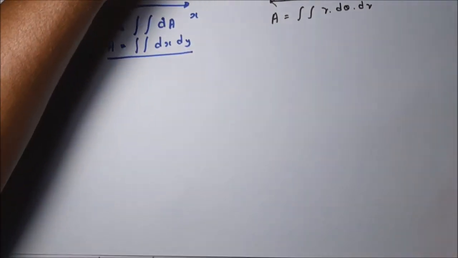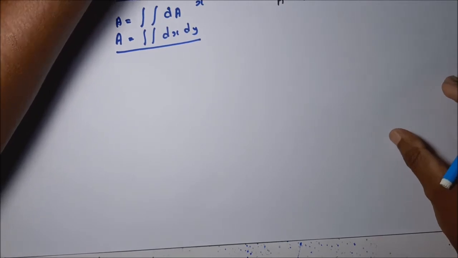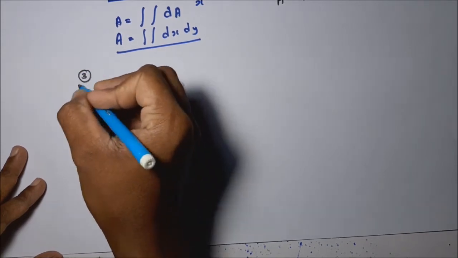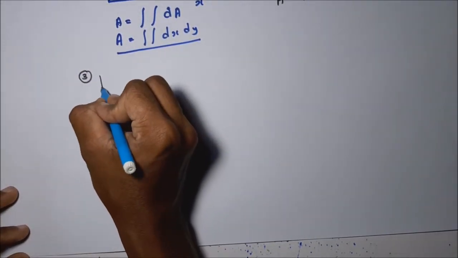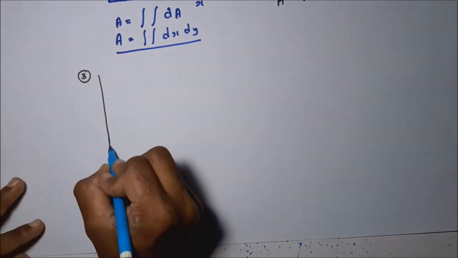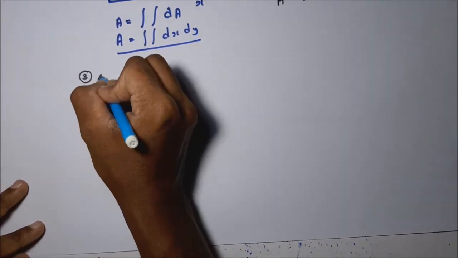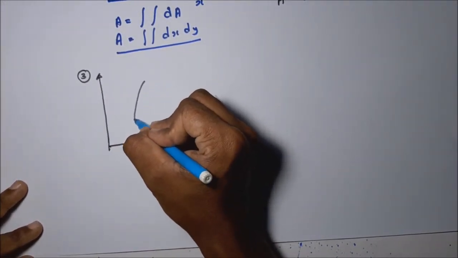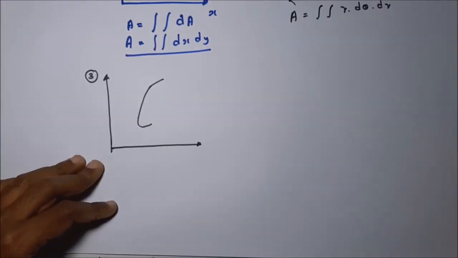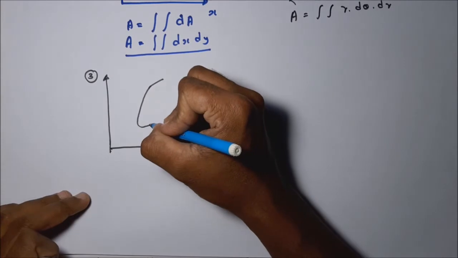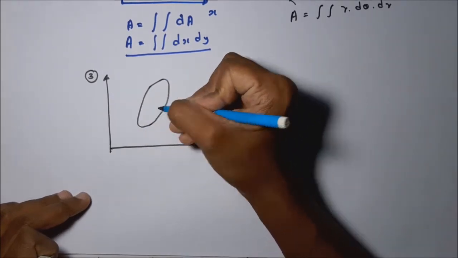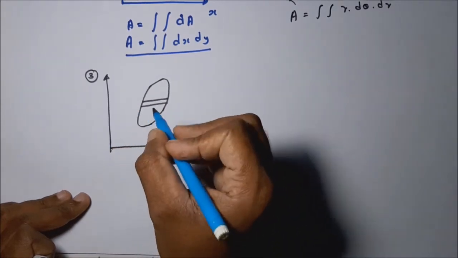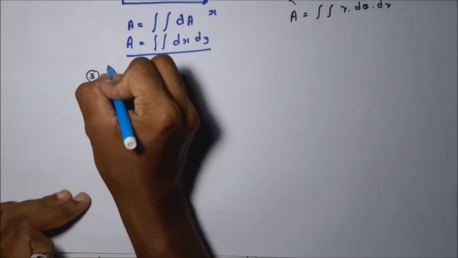Okay, then the next one, the third method. We can use a single strip-like area. For example, let's take this kind of strip. In this situation, we can define a strip-like small dA surface area. Let's take this as the x coordinate axis and this as the y coordinate axis.